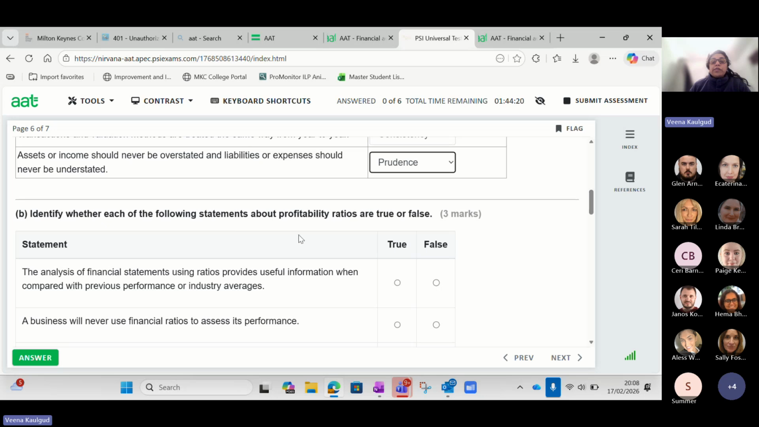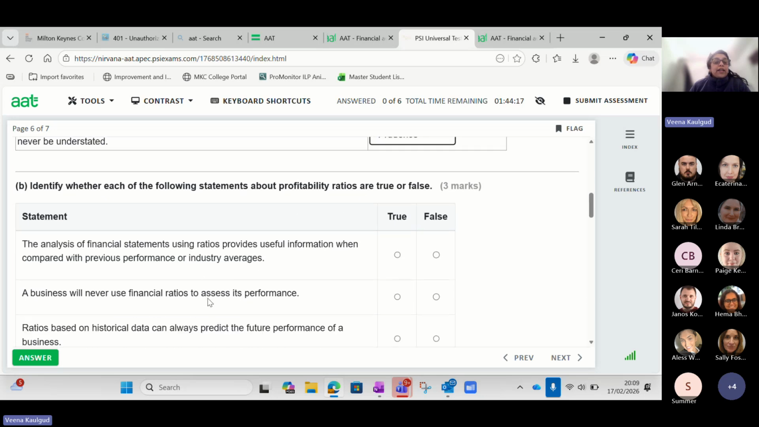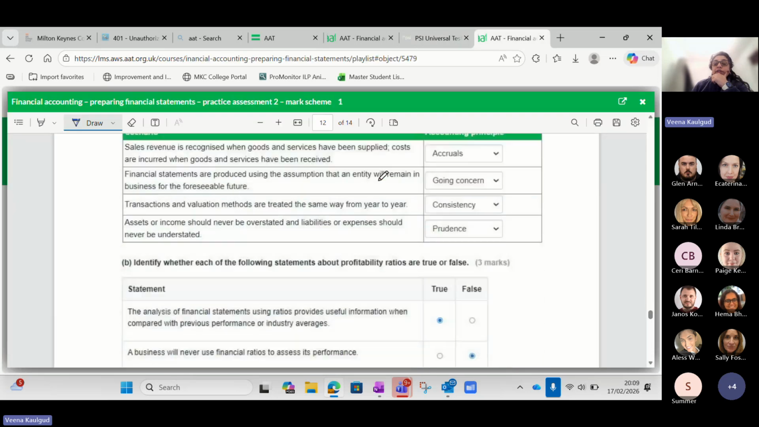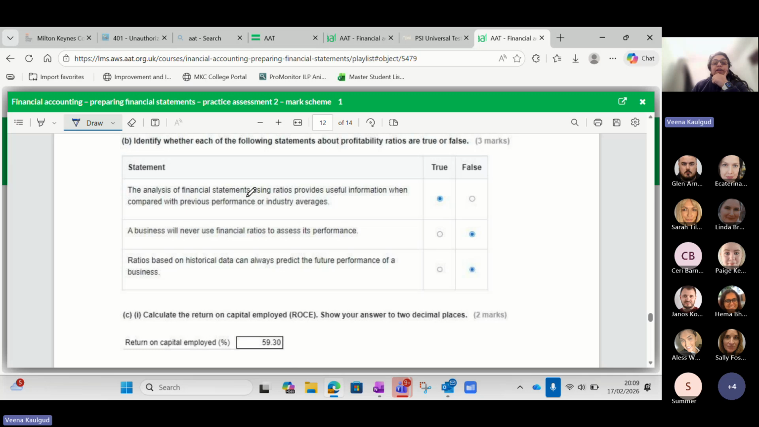Identify whether each of the following statements about profitability ratios are true or false. The analysis of financial statements using ratios provides useful information when compared with previous performance or industry averages. So the analysis using ratios provides useful information when compared with previous performance, yes, that is true. So for true or false, it is best if I just look at the answer and explain. So it tells us either we can compare with the past years, or we can compare with the industry average, or we can compare with similar organizations. All your gross profit margin, your capital employed, return on all that can be compared. A business will never use financial ratios to assess its performance.